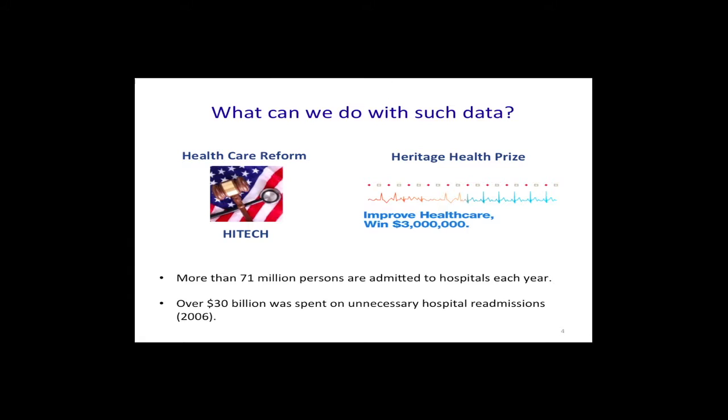So it would be very important if you can use this sort of machine learning and statistical tools to identify the people who are most at risk of being admitted to hospital and make sure that they get the right treatment and avoid these unnecessary readmissions. So this is one specific example of high-dimensional data.